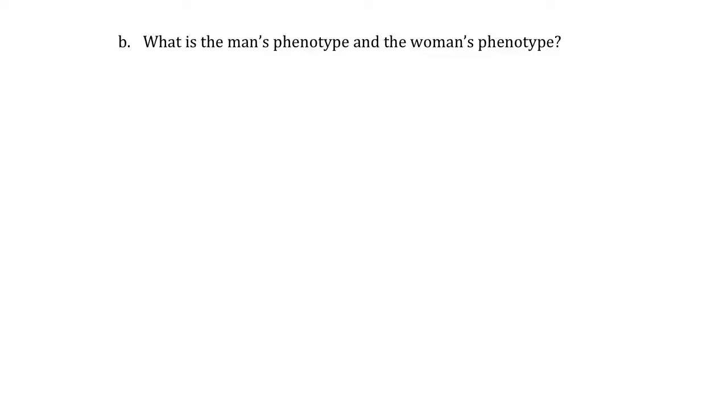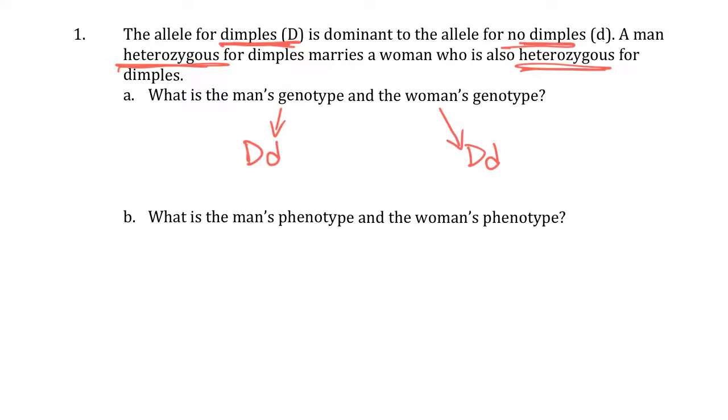What is the man's phenotype and the woman's phenotype? The difference between a genotype and a phenotype is that a genotype really just describes the alleles. So we use the letters, in this case big D, small d, to describe the alleles. That's a type of genotype. Phenotype is just describing what kind of trait they show. To figure out what trait they show, if you look up at the problem, it says big D is dimples, small d is no dimples.